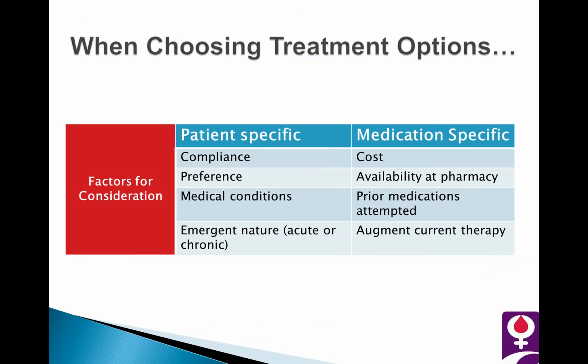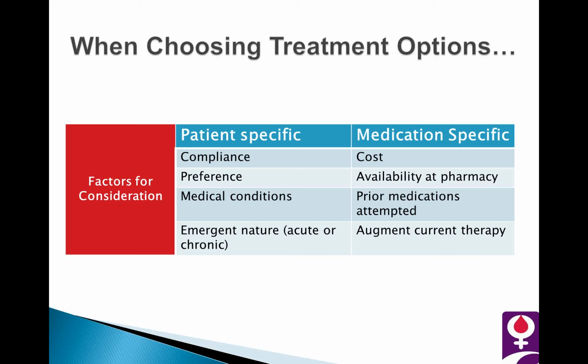And so when we're choosing different therapies, we have a lot of factors that we consider in the adolescent. Some of the things that we think of are patient-specific and medication-specific. Well, in the patient-specific category, we think about compliance. Not every adolescent is really looking forward to taking a pill every single day. It may be difficult for them to remember.